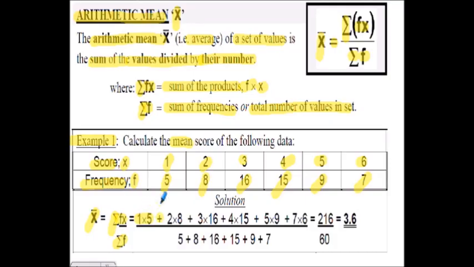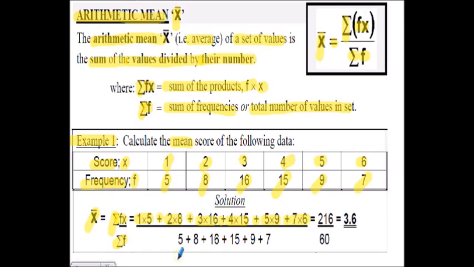Looking at the next category, we're going to add to that the score of 2 times 8. So 2 occurred 8 times. Then we're going to add to that the next category. A score of 3 occurred 16 times. So that would be 3 times 16. Add to that the next category. 4 occurred 15 times. So 4 times 15. And looking at the last categories, I've got 5 occurred 9 times. Plus the 6 occurred 7 times.